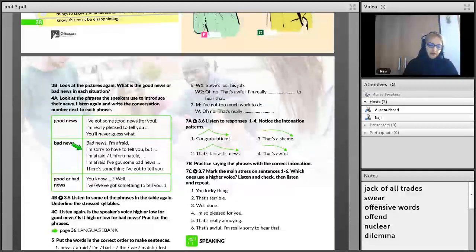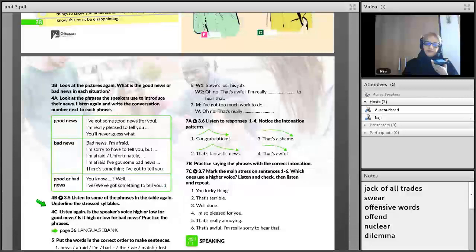Okay. Good. Thank you. Now, next part, 4B, sorry. Listen to some of the phrases in the table again. Underline the stressed syllables. Now, listen please, and underline the stressed syllable. Listen to some of the phrases in the table again. Underline the stressed syllables.